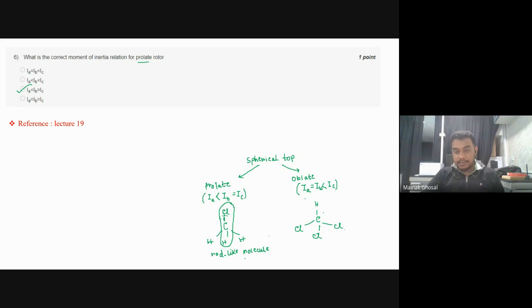Now I am coming to oblate. For the oblate case, the condition is that IA will be equal to IB, but it will be less than IC. Suppose the same thing I am repeating here: you can see three chlorine atoms are there, and since chlorines are much heavier than hydrogen, more mass will be confined on this side. So you will see these molecules like this one. This will show a disc-like structure.